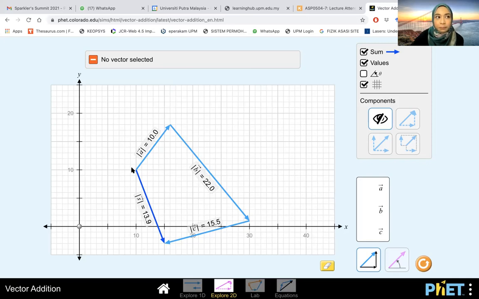Pythagoras. Okay, but Pythagoras only works for triangles, right? This is not a triangle. So there's another way of finding the length. Very straightforward.